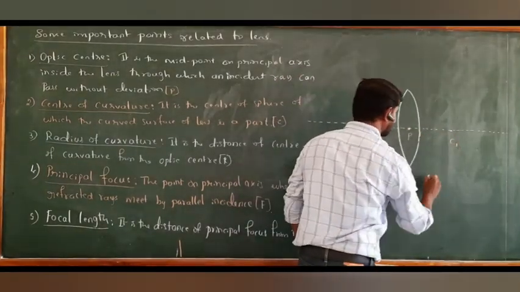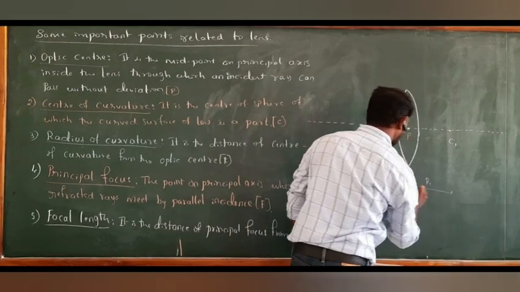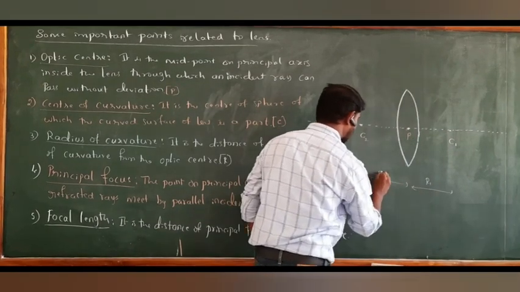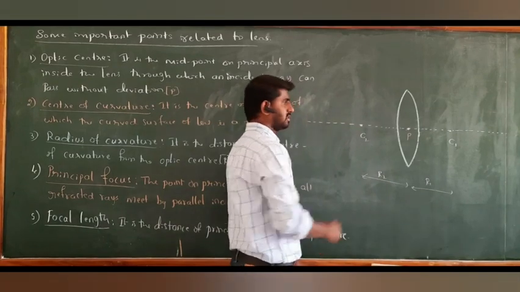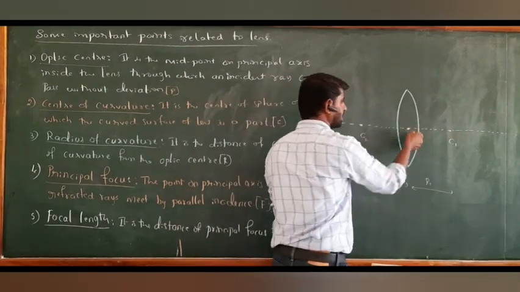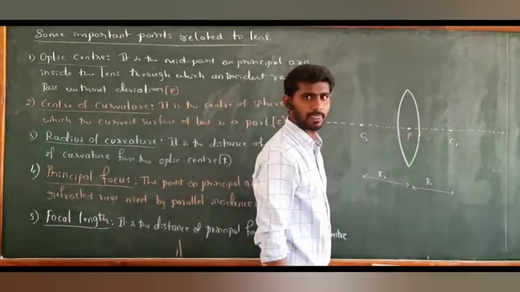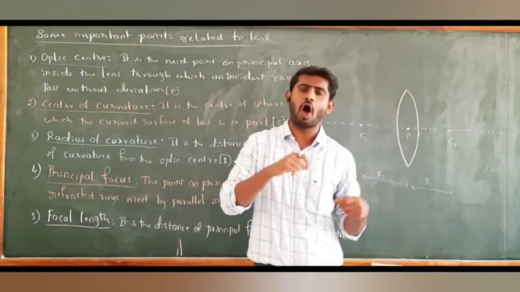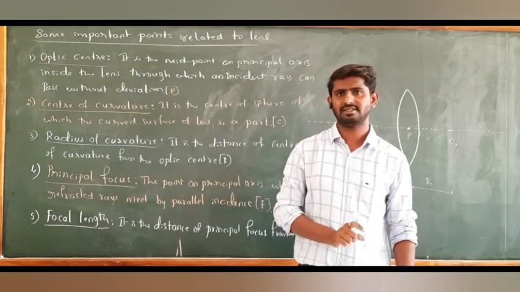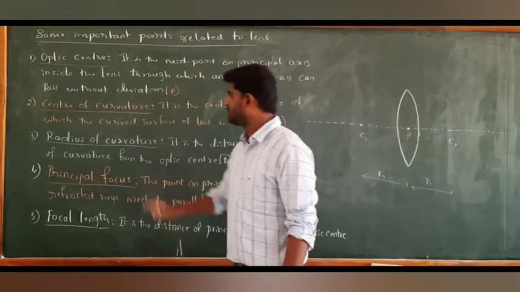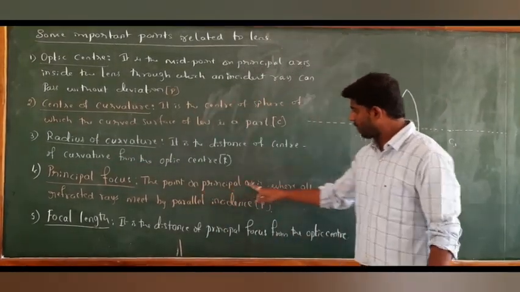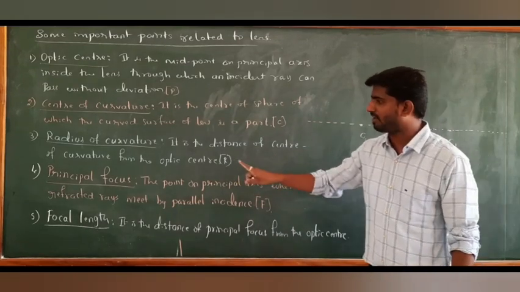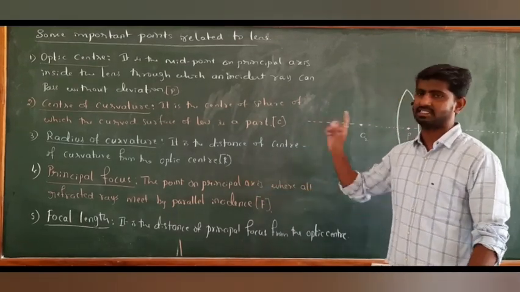I call this distance R1, and this distance R2. Radius of curvature of the first surface, radius of curvature of the second surface. So radius of curvature means the distance of the center of curvature from the optic center of the lens. Next, principal focus: the point on the principal axis where all refracted rays meet by parallel incidence.